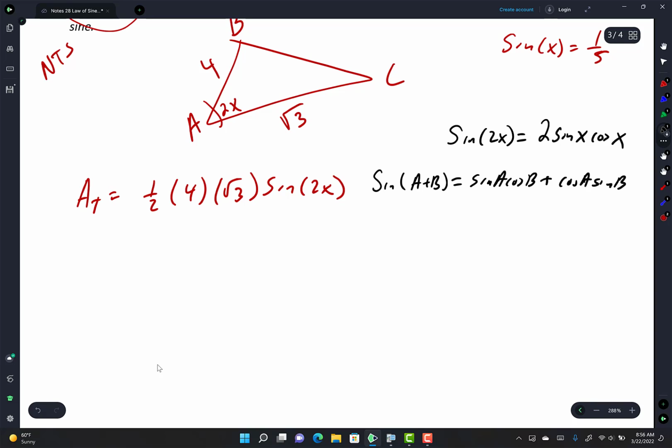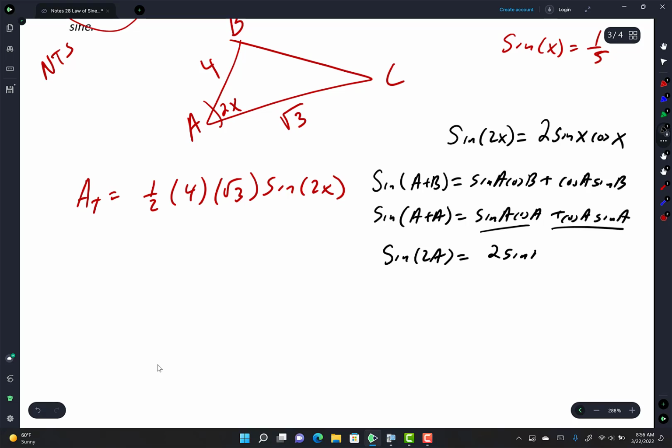So if I replace one of those letters, instead of calling it A plus B, if I go A plus A, then it would be sine A cosine A plus cosine A sine A. And then how many of those do you see? So I can say that sine 2A is equal to 2 sine A cosine A. And remember, we spent like a whole week doing that. Now you can do it in like 30 seconds. Isn't that cool? I think it's cool, guys. I really do. So this is what we're going to use.